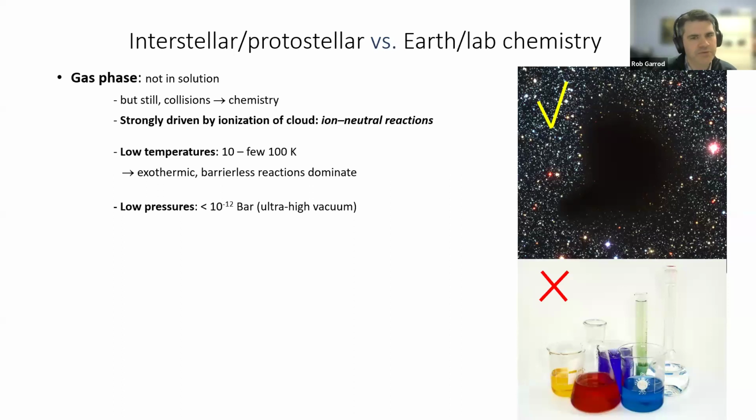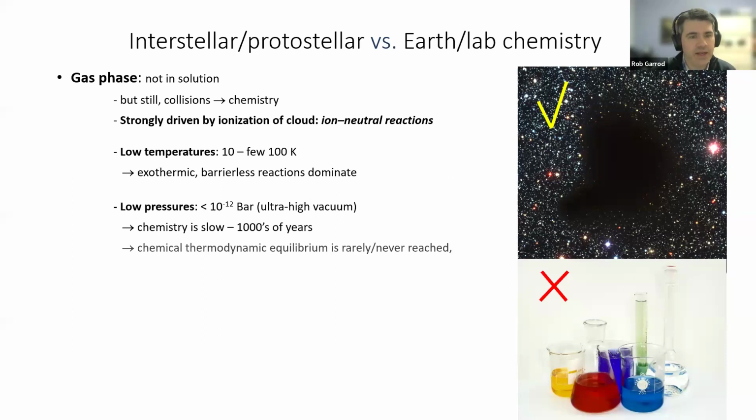The pressures also are very low. In many cases, we may be talking about pressures that are so low that they're arguably a vacuum by Earth standards. That means that, again, because we're relying on collisions for the chemistry, that chemistry is slow. It can take thousands of years for that chemistry to evolve in a meaningful way. Very often, the chemical timescales we're thinking about may be on the order of 1 million years. In an interstellar cloud, that is not unusual.